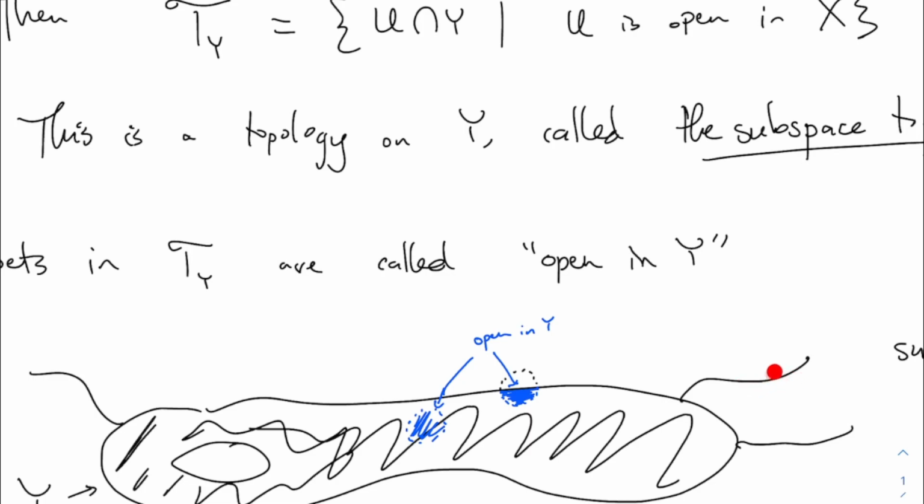If you look on one of the hairs, what could an open set look like there? Well, it would look like a ball from R2 intersected with the hair. What that would look like is just a line segment within the hair. To be specific, it's an open interval in here, not including its endpoints, because it is the result of intersecting an open ball from R2 with the hair. So that open-interval-like thing is also open in the subspace topology.